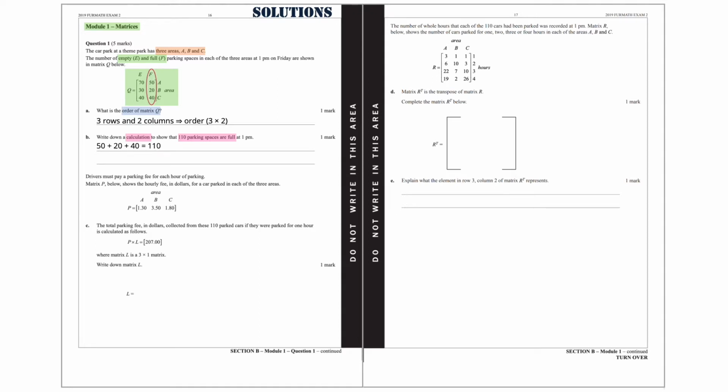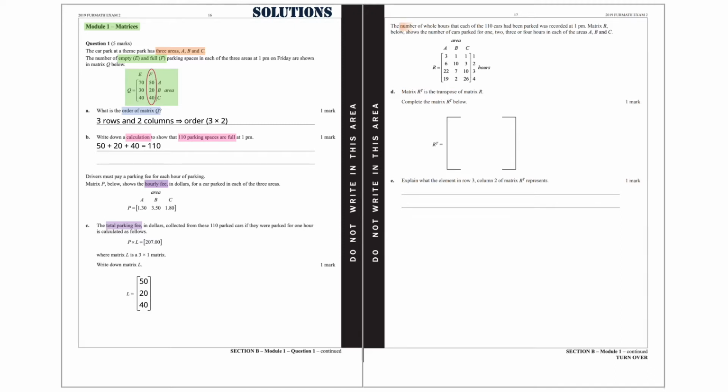Drivers must pay a parking fee for each hour of parking. Matrix B below shows the hourly fee in dollars for a car parked in each of the 3 areas. Part C. The total parking fee in dollars collected from these 110 parked cars if they were parked for 1 hour is calculated as follows. P times L equals 207, where matrix L is a 3 by 1 matrix. Write down matrix L. Matrix L is going to be a column matrix with the full parking spaces, 50, 20, and 40.